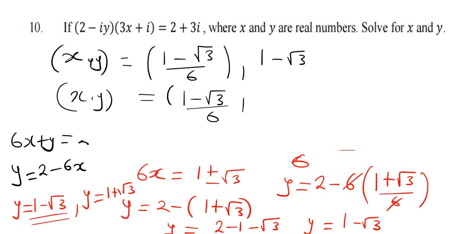Okay, or actually the other one is positive. We started with the positive one, this one was positive. So this one, the negative one, will give us 1 plus root 3. So basically those are the answers for this one.